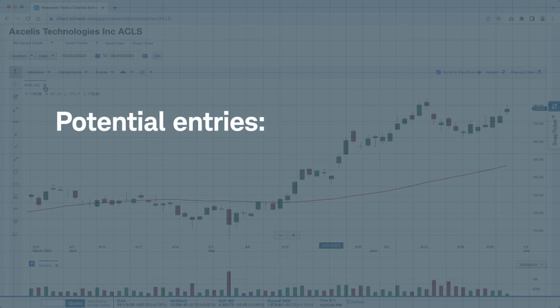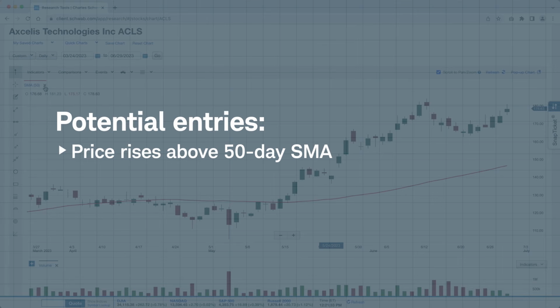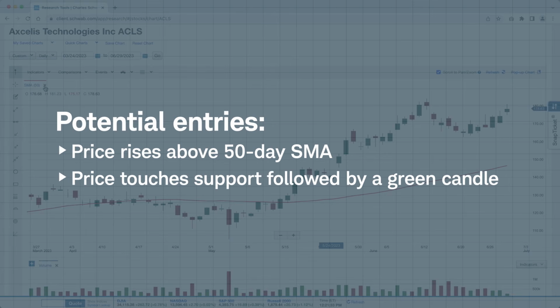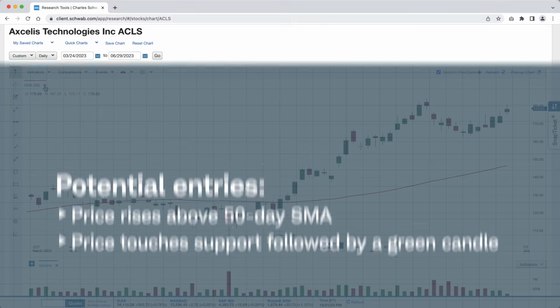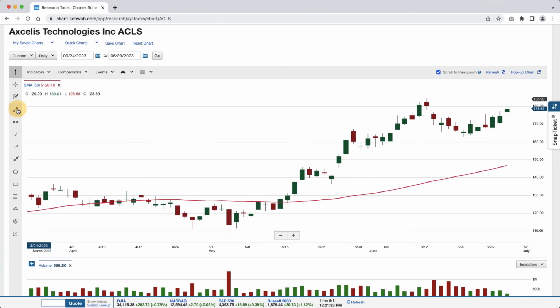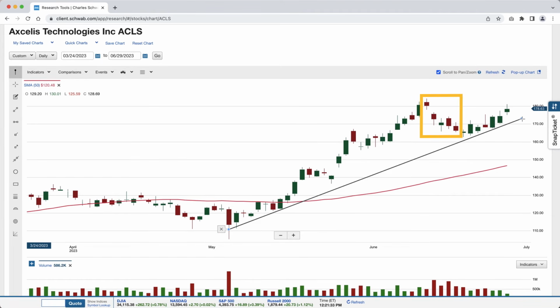So here we've discussed two potential entries. A first might be simply price rising up and through that moving average, but in the absence of a recent signal from that crossover behavior, the investor might also look for the stock price pulling down to a support level and then accompanied by a green candle. So let's look to see if we have a more recent signal. I'm adding a trend line back on here. We can see the stock has recently pulled back toward support and has since had some green candles to begin what may be a new upswing. We'll take this as an entry signal.